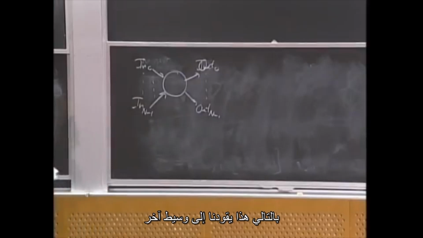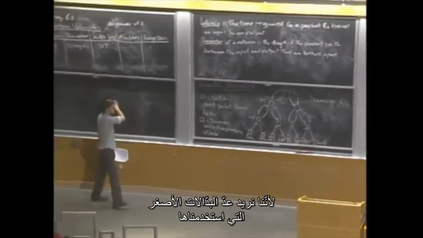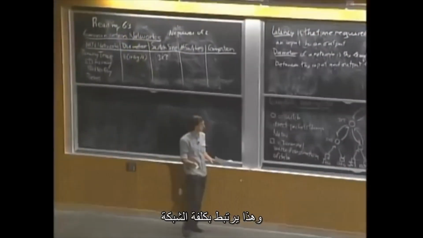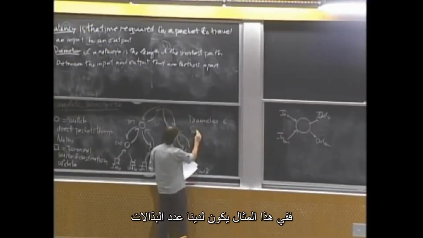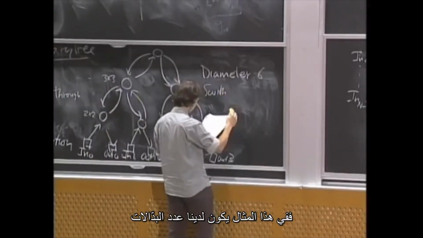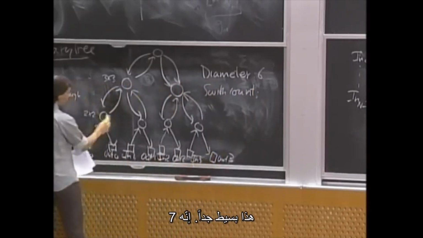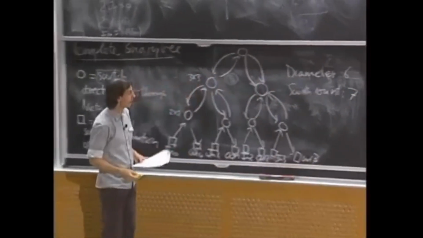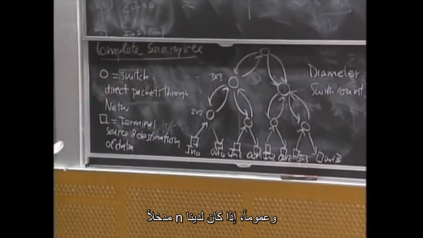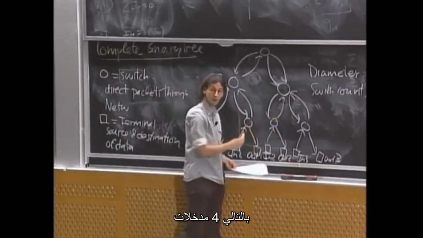That brings us to yet another parameter, because we would like to count the number of smaller switches that we use, and that relates to the cost of the network, the amount of hardware that you need to put into it. So in this example, we have the switch count. Well, it's pretty simple, right? It's 1, 2, 3, 4, 5, 6, 7. We have 7 switches.